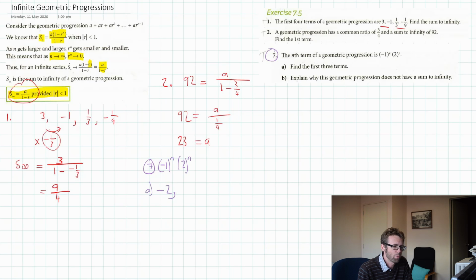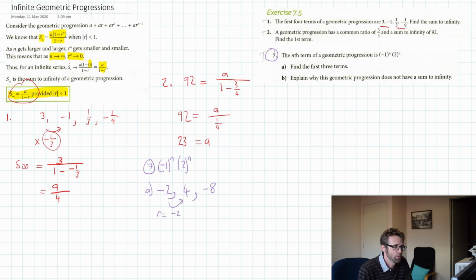Minus 1 squared is 1, and 2 squared is 4, so that's my next term. And my next term is going to be when I put n as 3 in there. So I'm going to get negative 1 times 8. So I should have negative 8. And you can see that our r value in this case is minus 2.